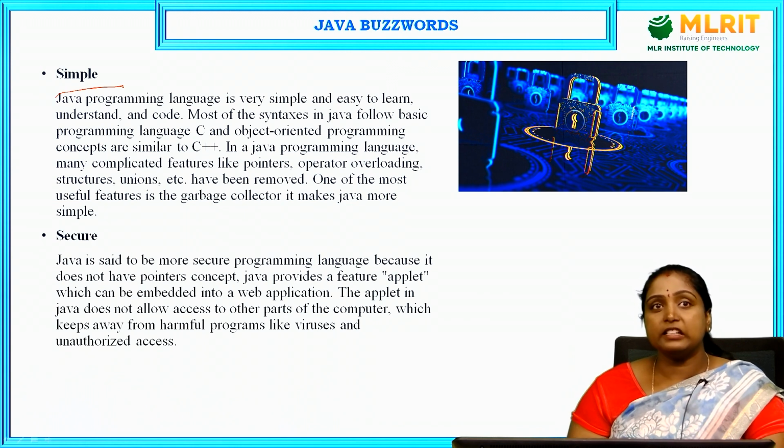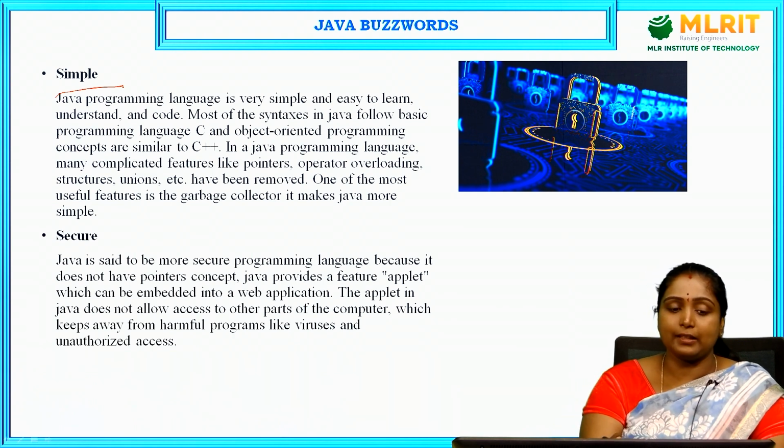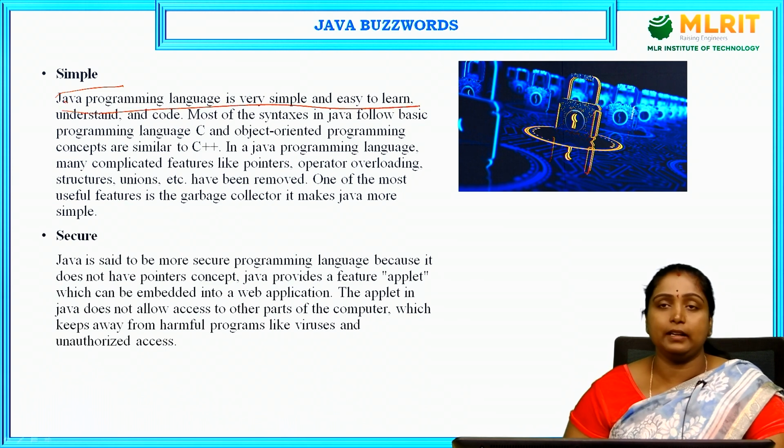In Java programming, there are no complicated features like pointers, operator overloading, structures, unions, and so on. All these features have been removed from Java, so whenever you see a program, it is very easily understandable. At last you can say that the Java programming language is very simple and easy to learn and understand.